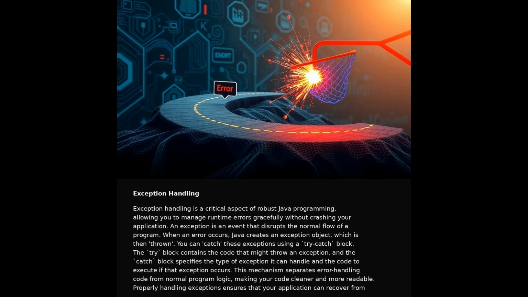The try block contains the code that might throw an exception, and the catch block specifies the type of exception it can handle and the code to execute if that exception occurs. This mechanism separates error-handling code from normal program logic, making your code cleaner and more readable. Properly handling exceptions ensures that your application can recover from unexpected situations and continue execution.